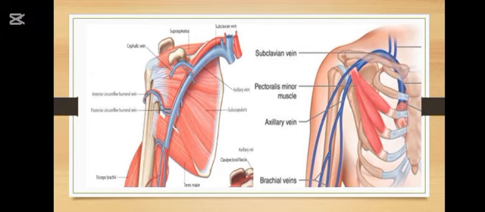In this diagram, you can easily see the branches, in which the cephalic vein and the anterior and posterior circumflex humeral veins and the other branches are also present, which are not mentioned. In this diagram, you can easily identify the axillary vein.